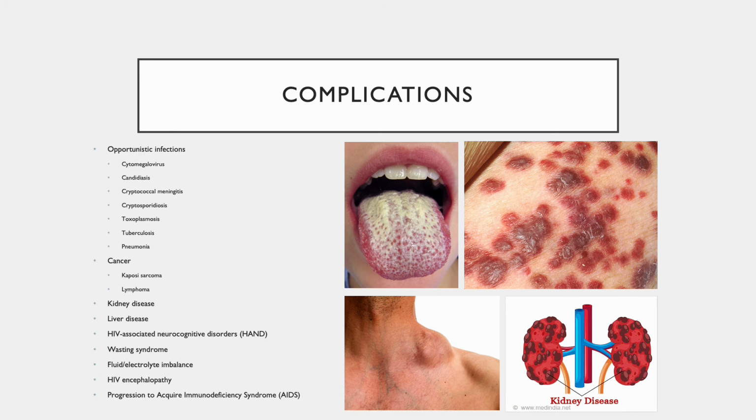Then we've got cancer on here, which includes Kaposi sarcoma and lymphoma. We've got kidney disease, liver disease, HIV-associated neurocognitive disorders, also known as HAND. We've got wasting syndrome, fluid electrolyte imbalance, HIV encephalopathy, and then we've got the progression to acquired immunodeficiency syndrome, also known as AIDS.